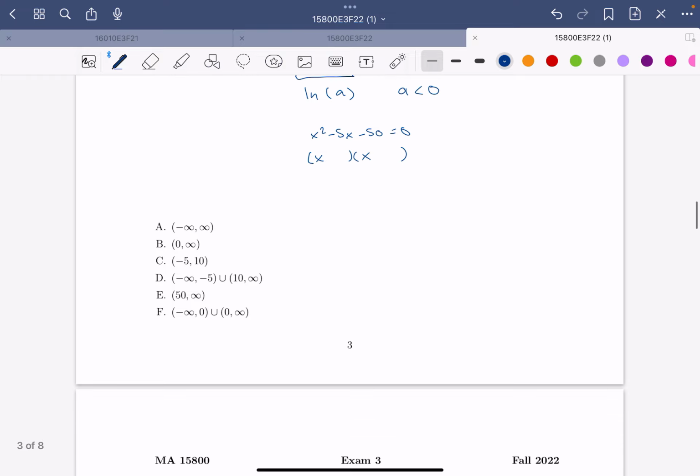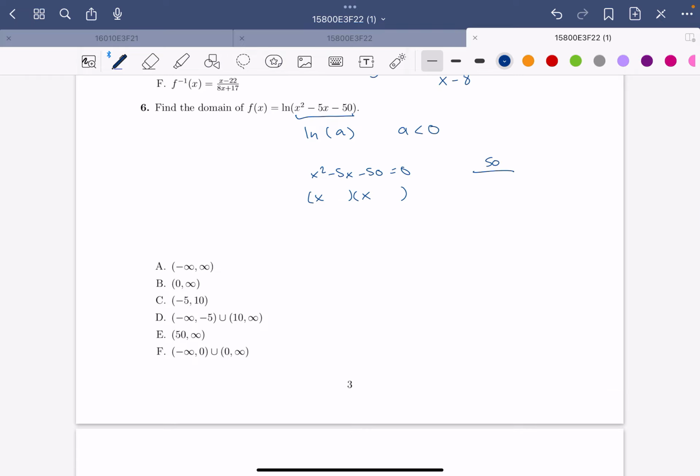common factors of 50 include 1 and 50, 2 and 25, and then I think 5 and 10 is probably the next most common one. Well, we want our signs to work out here, so I think this 5 and 10 will work, because if you add negative 10 to 5, you get negative 5, and negative 10 times 5 is negative 50, so the signs work out. So we want x minus 10 and x plus 5, and that's still equal to 0.